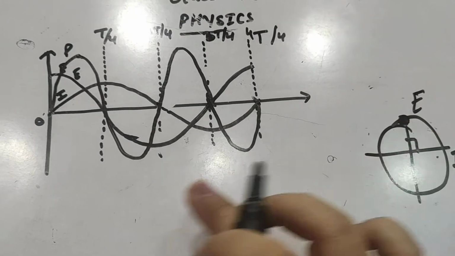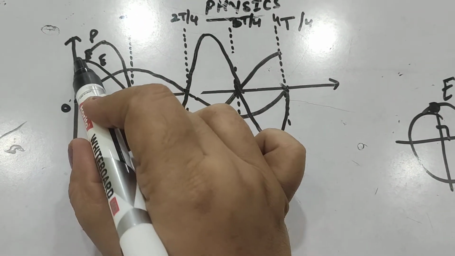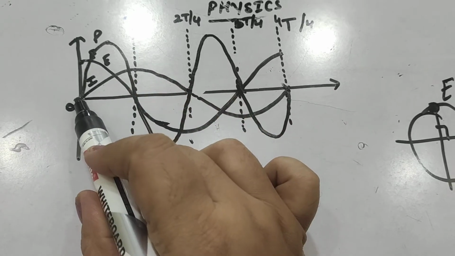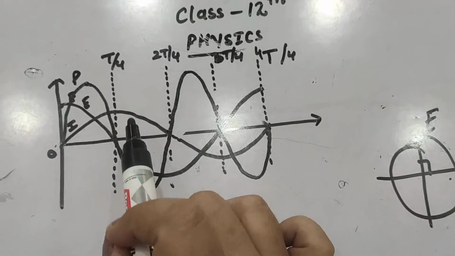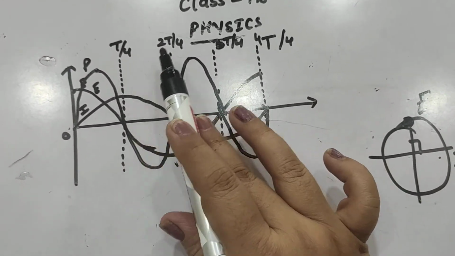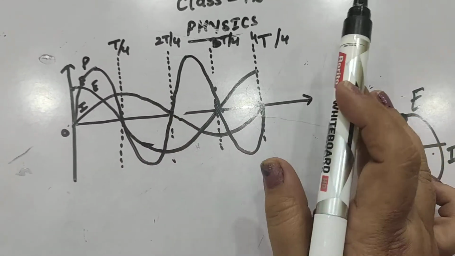So that is why we have started the EMF curve from the maximum value and the current from the mean position, and we have plotted the graph at various time positions, that is T by 4, 2T by 4, 3T by 4 and 4T by 4.